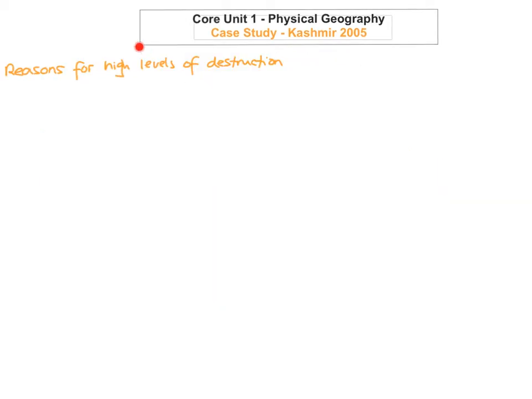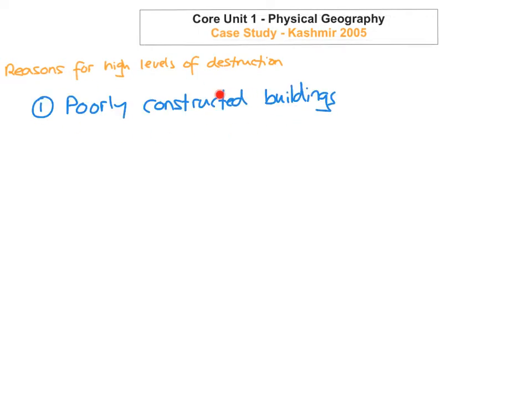The next thing we're going to look at is some of the reasons for the high levels of destruction and death. One of the first reasons was the poorly constructed buildings. Most of the buildings were really poorly constructed. They weren't suitable to withstand seismic waves, and therefore when they suffered an earthquake, the surface waves just completely destroyed all the buildings and infrastructure.